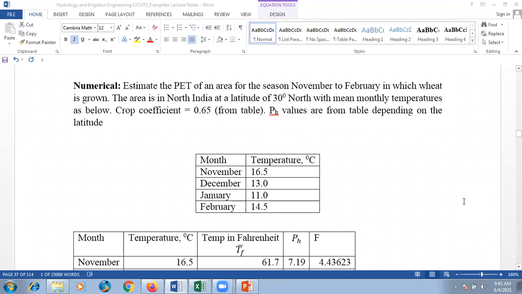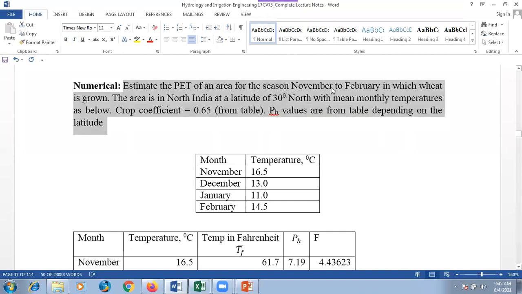Now we will look at this example. See here, the example is here. Estimate the potential evapotranspiration of an area for the season November to February in which wheat is grown. The area is in North India at a latitude of 30° north with mean monthly temperatures as below. Crop coefficient is 0.65 and pH values are from the table depending on the latitude.